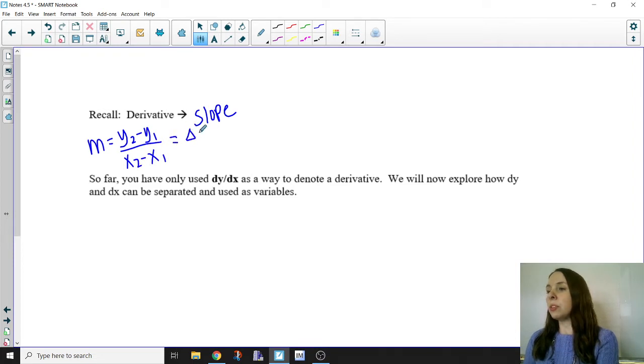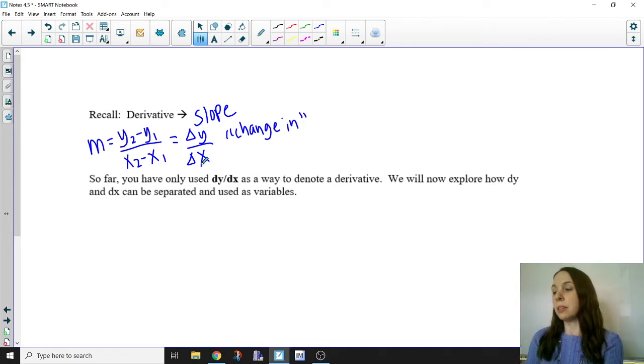Or it can be shortened to this formula. And this means change in y over change in x. That's what that delta means. Now that's slope of a line, right? Here, though, with derivatives, we're working with an additional kind of slope: slope of a tangent line or slope of a curve, which is the limit of a slope.